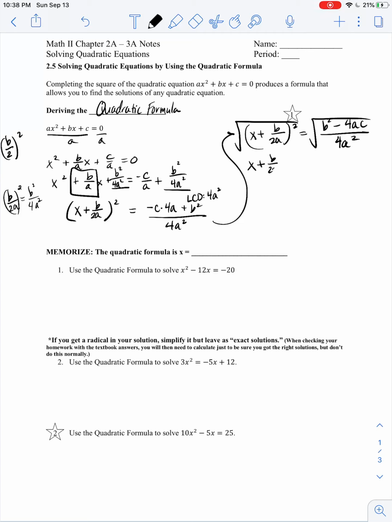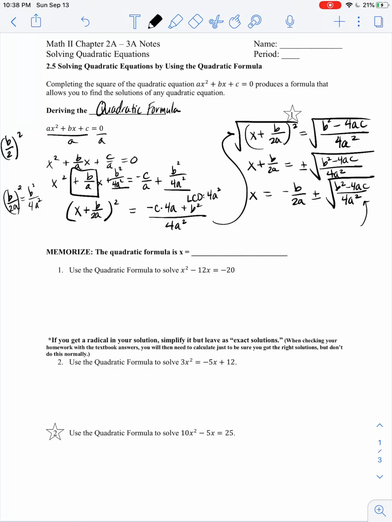So this is x plus b over 2a equals, and when we take the square root, don't forget that it's plus or minus the square root of b squared minus 4ac all over 4a squared. Now from here, we have x equals, and then I'm going to bring the b over 2a, subtract it from both sides, and we're almost to the quadratic formula, but there's one more thing we need to do.